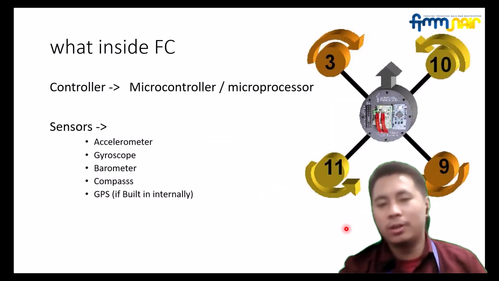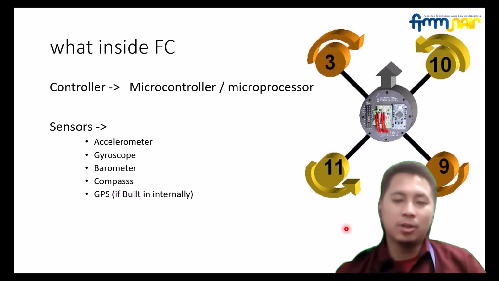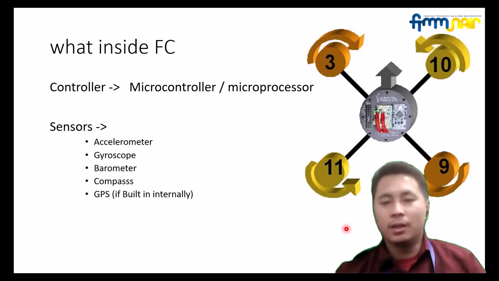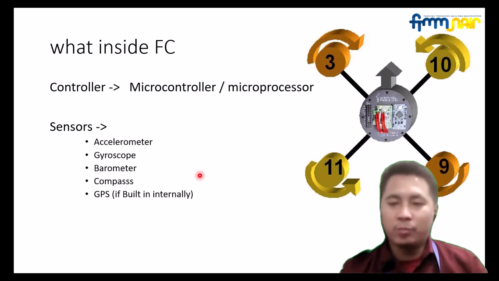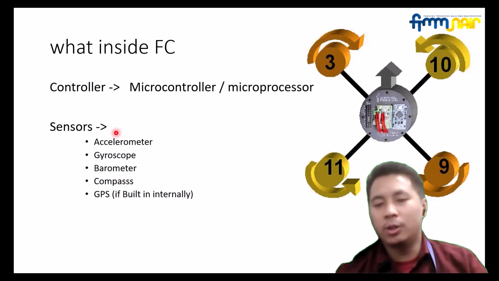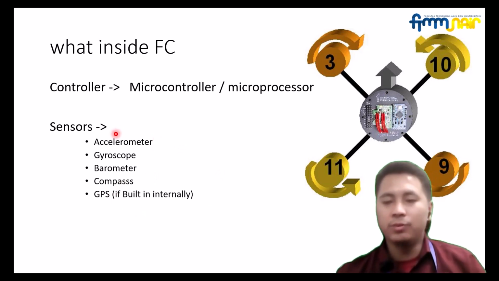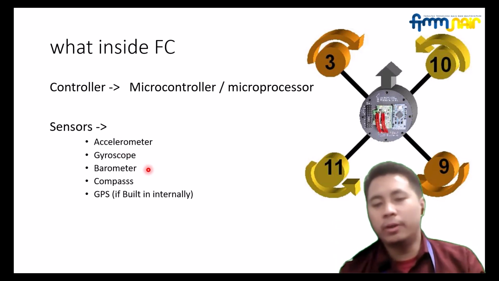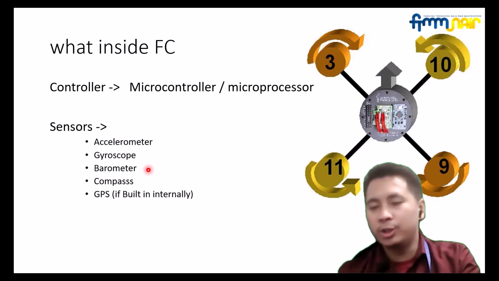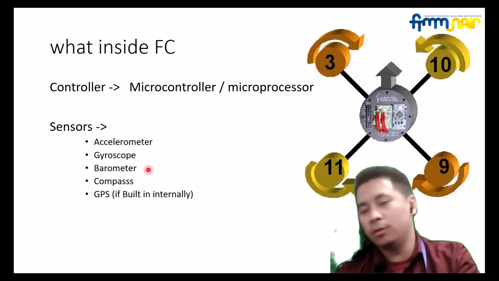In the flight controller, there are some sensors like accelerometer, gyroscope, barometer, compass, and GPS. The IMU we already discussed. There is a barometer for knowing the pressure of the air, the compass to know what direction the drone is heading to, and GPS to know the exact location, the latitude and longitude of the drone.